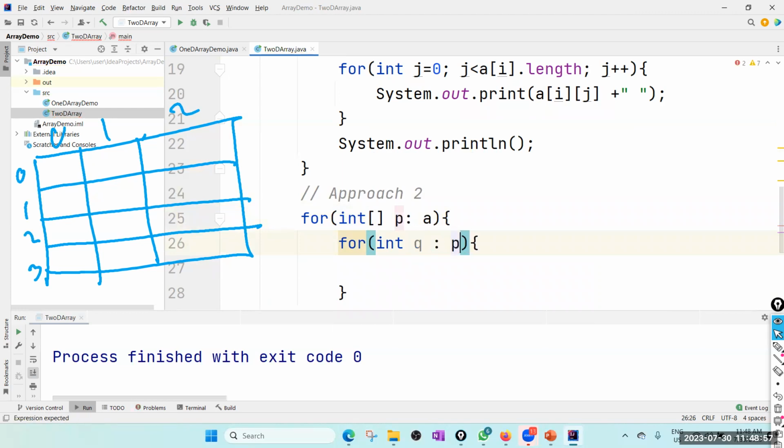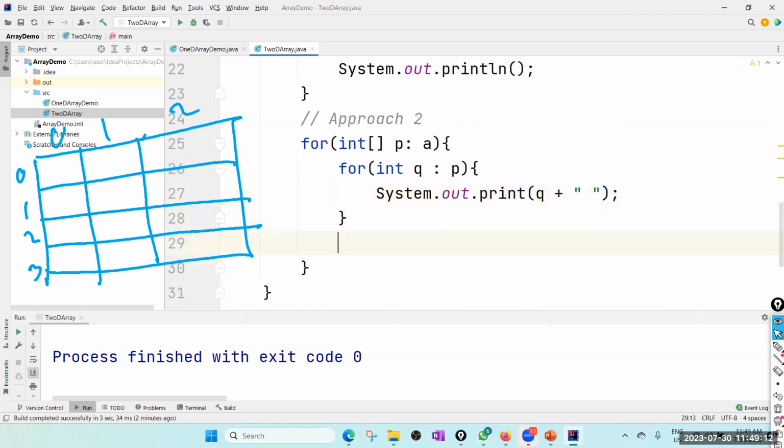Now we iterate the P array. Now I can print the value. Now it is just a queue. Let's print. You can see this one is very compact. Here I will force it to the next line.